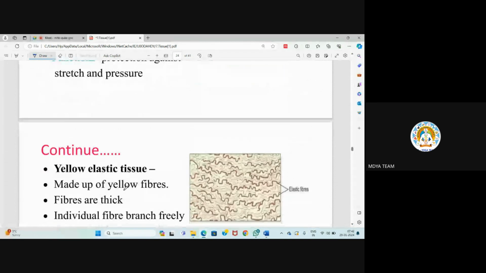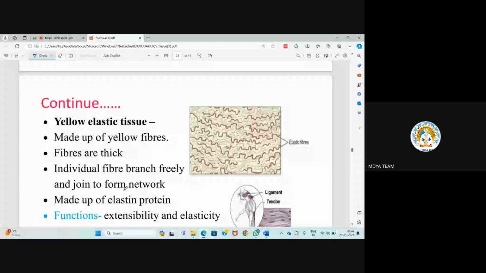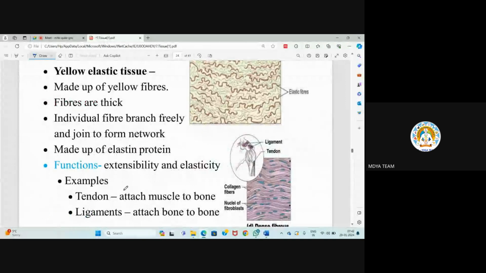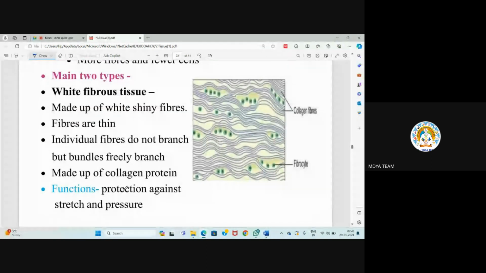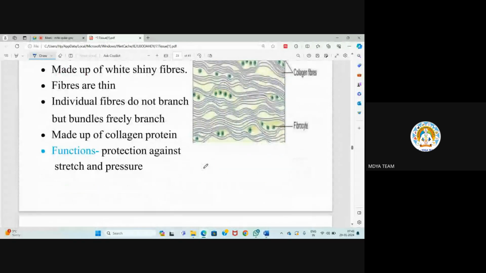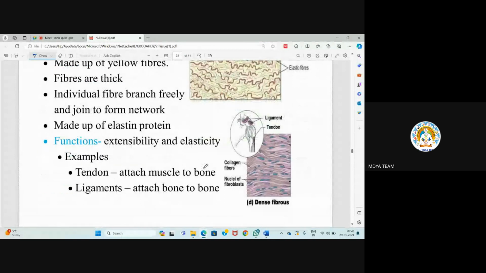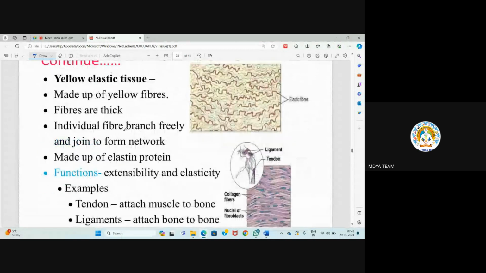Okay, so next is yellow elastic tissue, made up of yellow fibers. Fibers are thick here, and individual fibers branch freely. In the previous one, white fibrous tissue, individual fibers were not bifurcating, or not dividing. But in yellow fibrous tissue, individual fibers branch freely and join to form a network.